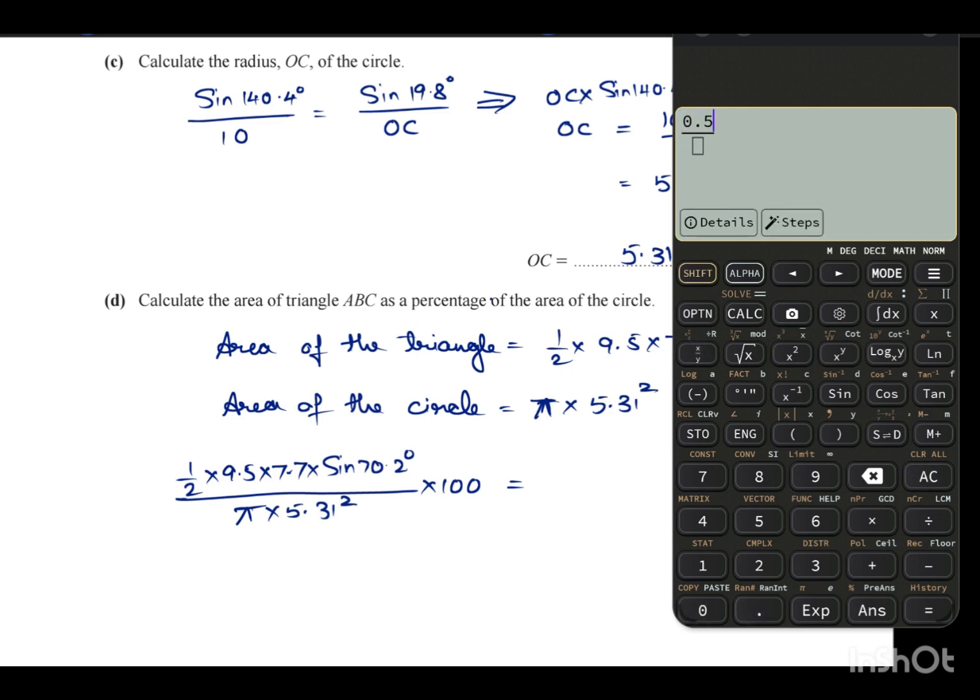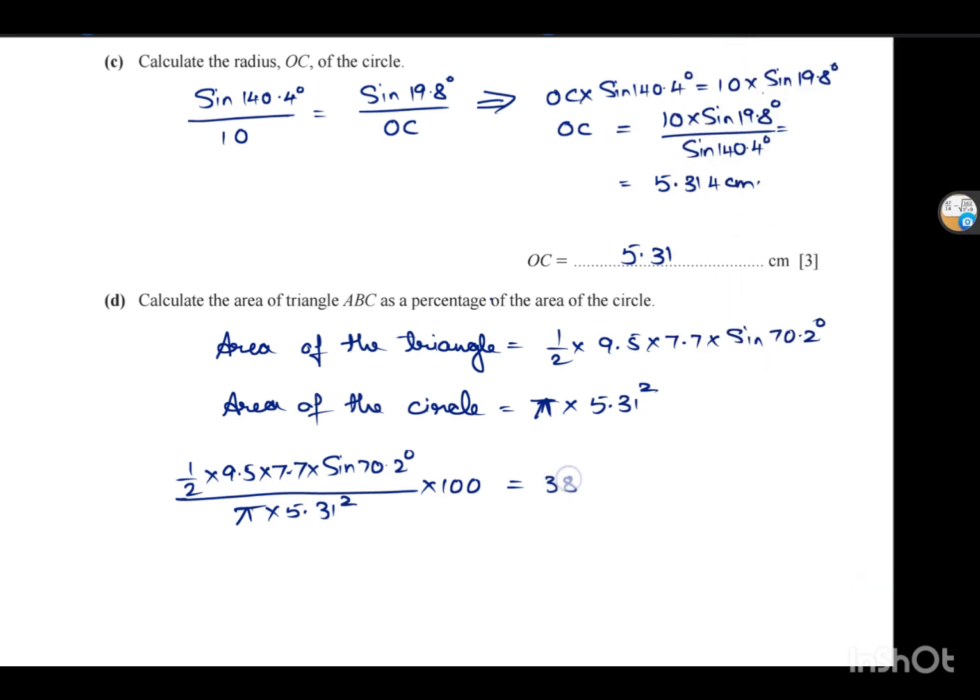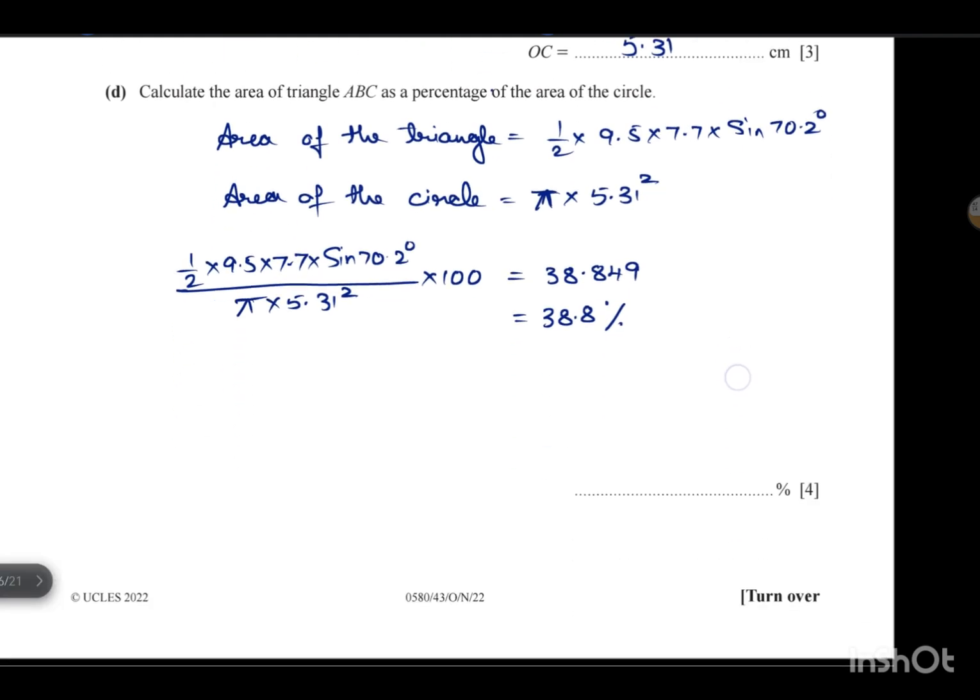Instead of half, you can write 0.5 into 9.5 into 7.7 into sine 70.2 by pi into 5.31 squared and multiply by 100. So it is 38.849. That can be written as 38.8%. This is the answer.